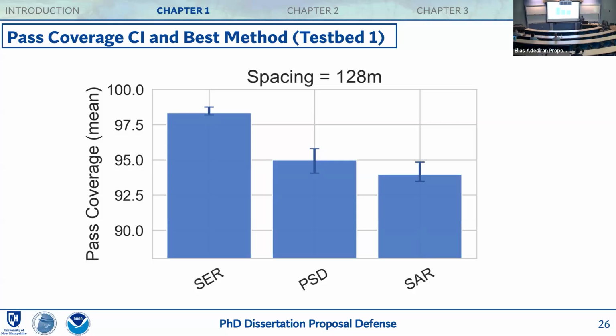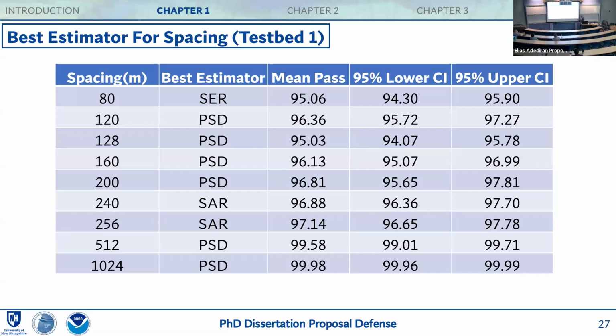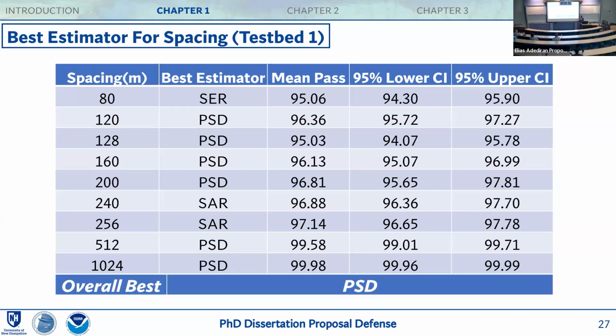So what's going to decide the best method now is how calibrated they are in terms of statistics: the root mean squared error, the bias, and overestimation and underestimation. If we do that, the PSD becomes the winner for this line spacing and on this test bed. I showed you just the 128 meters line spacing, but across all the remaining line spacings, from 80 meters to about 1 kilometer, the overall best estimator is the power spectral density for this test bed.